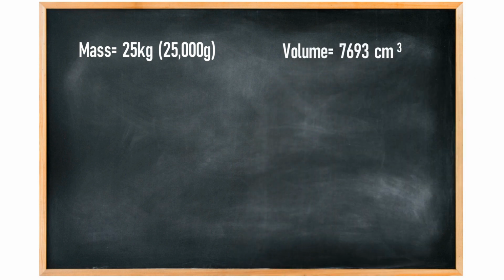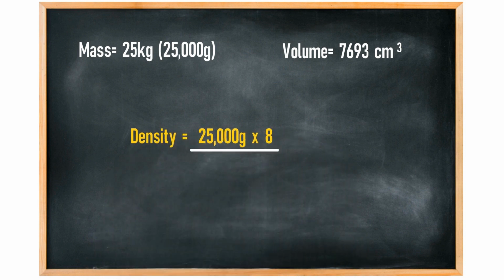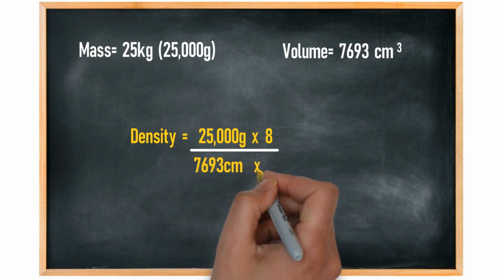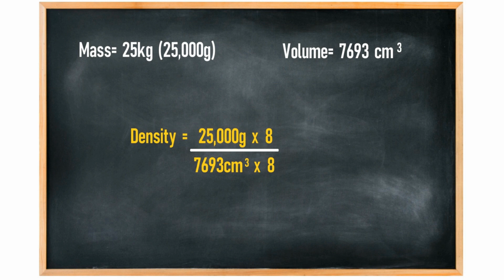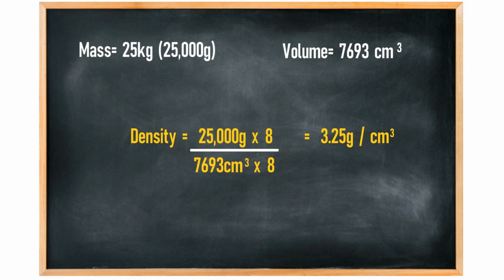We know the volume of one weight plate is 7,693 centimeters cubed. Therefore, to calculate the volume of all 8 weight plates, we need to do 7,693 centimeters cubed multiplied by 8. In order to calculate the combined density for all 8 25 kg weight plates, let's organize all of this information into the density formula using our scientific calculator as shown here. So we have density is equal to 25,000 grams times 8 in brackets divided by 7,693 centimeters cubed times 8. This gives us an answer of 3.25 grams per centimeter cubed for the combined density of 8 25 kg weight plates.